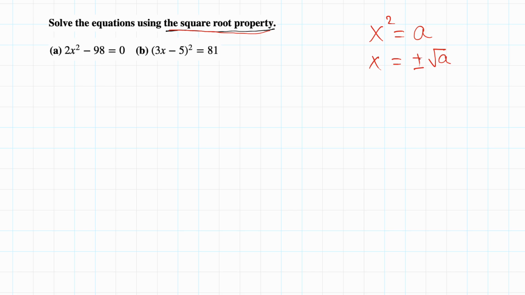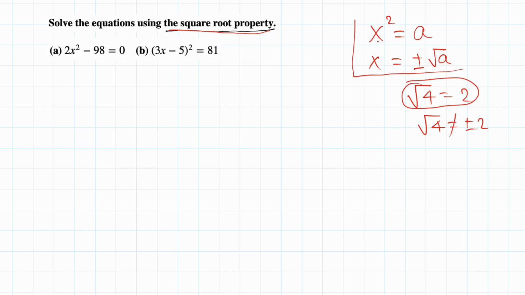So plus or minus. In fact, the plus or minus comes from the left side, but we just write it on the right side. And by the way, the square root of 4 is 2. It's never true that the square root of 4 is plus or minus 2. That's not true. But we are using this square root property. When we have x squared equals some positive number, then x will be plus or minus the square root of whatever that number is.